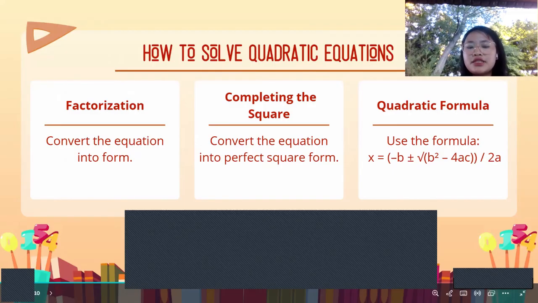The third method is the quadratic formula. The formula is x equals negative b plus or minus the square root of b squared minus 4ac, all divided by 2a. This method can be used for any quadratic equation.